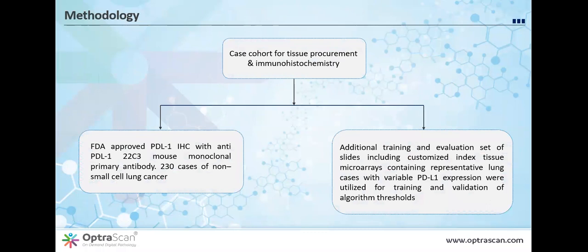The purpose of this study was to validate reproducibility of the automated image analysis approach. We compared conventional pathology scores for both tumor and immune cell positivity separately using the 22C3 mouse monoclonal primary antibody. 230 cases of non-small cell lung cancer were examined. Additional training and evaluation set of slides, including customized index tissue microarrays with variable PD-L1 expression, were utilized for training and validation of algorithm thresholds.